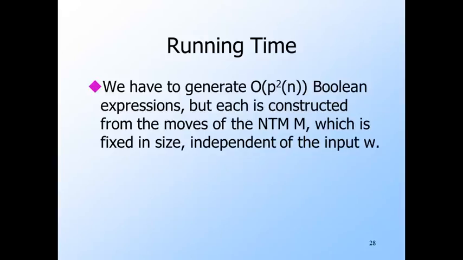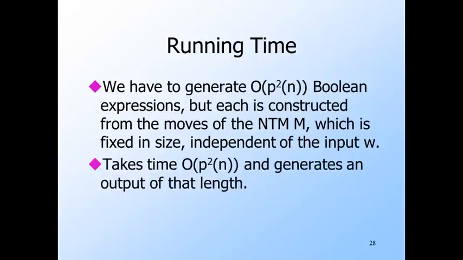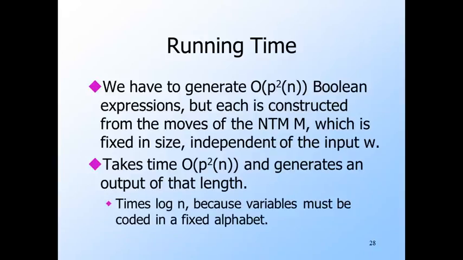Each of these expressions can depend on the number of states, symbols, and moves of M, but none of this depends on n. That is, as far as the length of the input w is concerned, each expression is of constant size. We claim that each of the order p squared of n expressions is easy to write down in time proportional to their length by a transducer that knows the moves of M. So the transducer can output moves right in time that is polynomial in the length of its input w. As always, there is another factor log n because we must write the Boolean expression in a fixed alphabet, but factors of log n cannot take us out of the polynomial class.